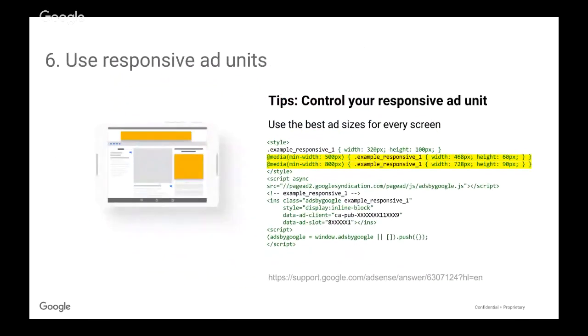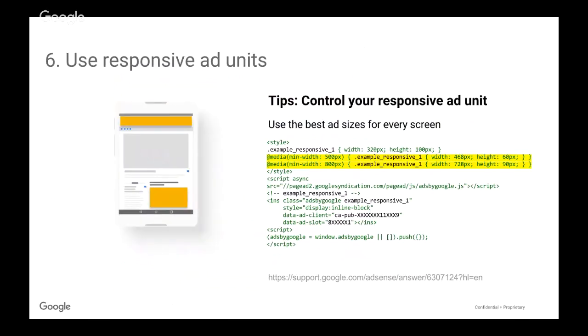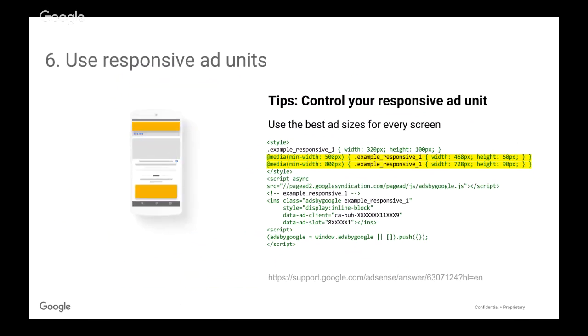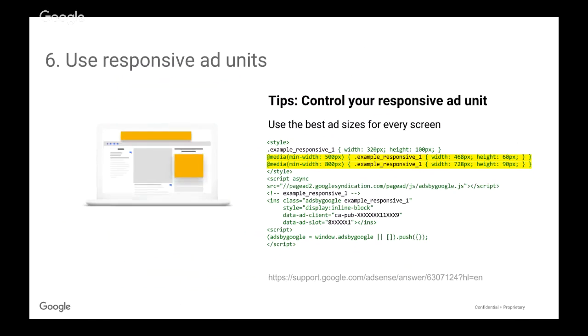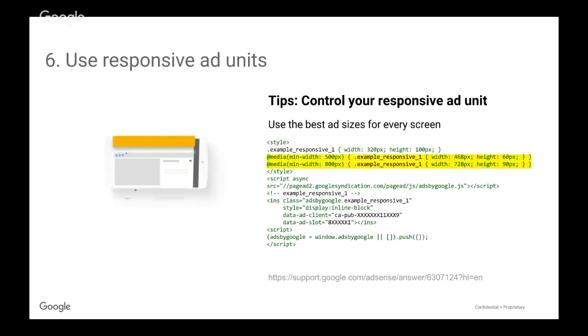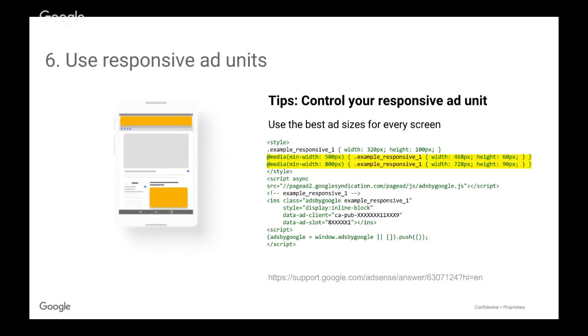And also for number 6, we recommend using responsive ad units. And there's a couple of questions. How come my responsive ad unit is not performing that optimally? The reason is that perhaps most of the time users are not controlling or optimizing the responsive ad unit. You can actually dictate the size of the ad unit for every single screen, and this makes sure that your ad sizes are performing the best.